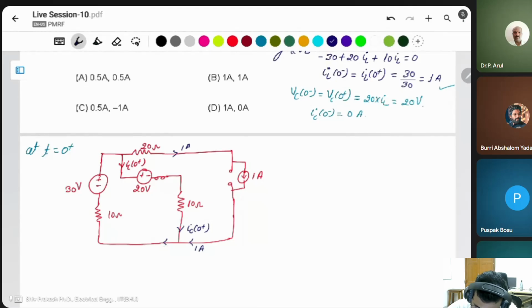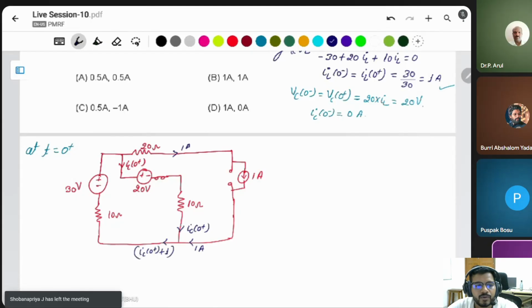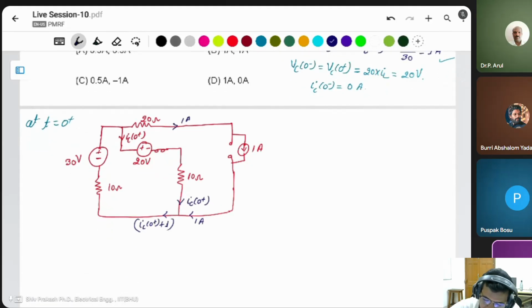Then what is this current? This current will be IC(0 plus) and 1 ampere. Then simply you can apply KVL. Actually you can't apply KVL here, because you don't know the voltage across this one. If you don't know the voltage across this one, then you can't apply KVL here. Then you have to apply KVL in this loop 1.